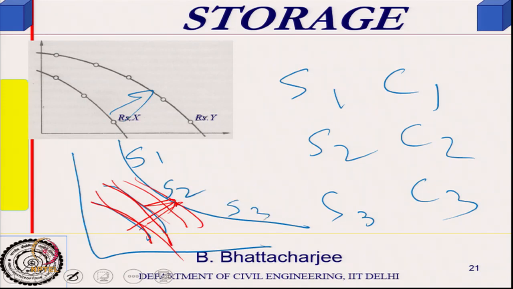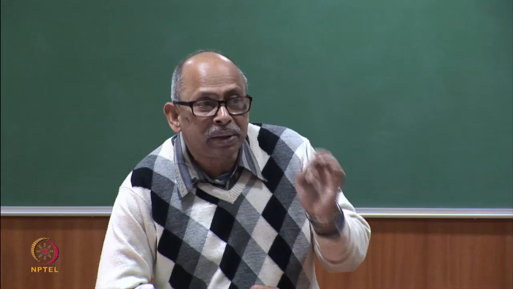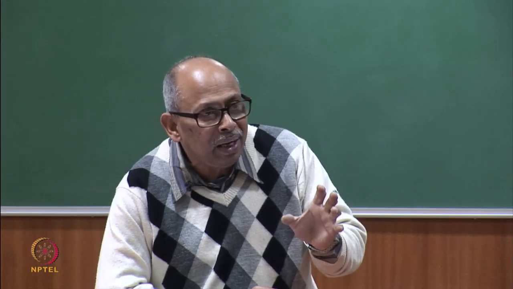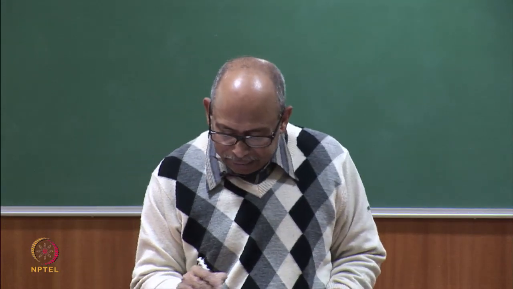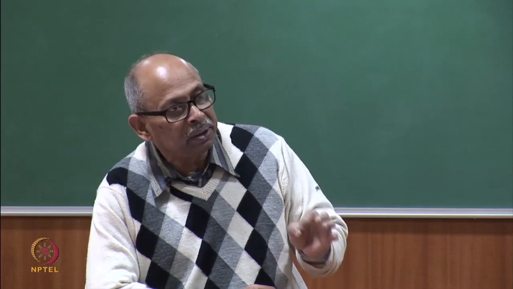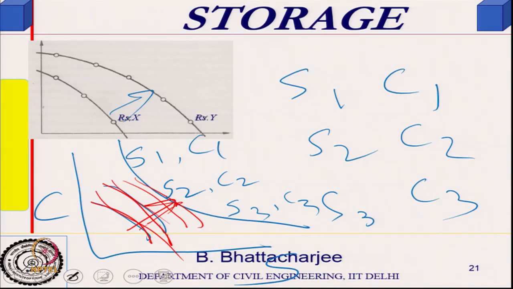Now, this curve is what we call the iso demand curve. Demand remains constant for a given demand profile. These are the combinations of S and C. So this is S1, C1, S2, C2, S3, C3. This is the iso demand curve. Then, if we think in terms of cost, these are the iso cost curves.